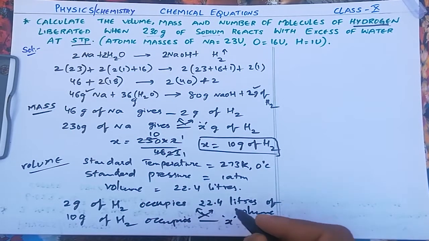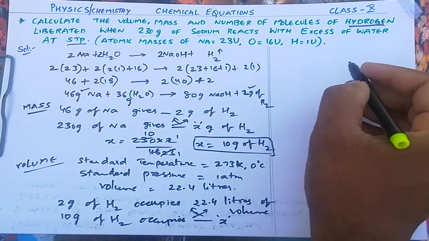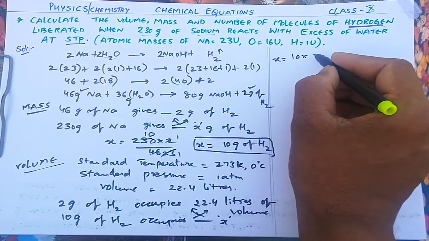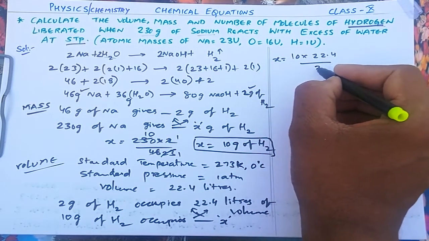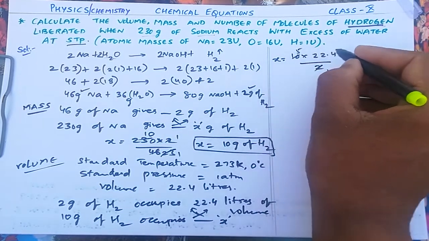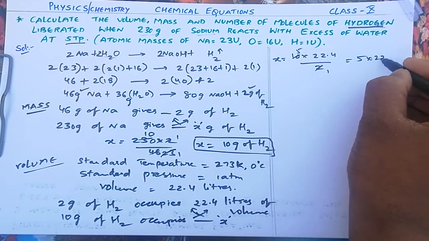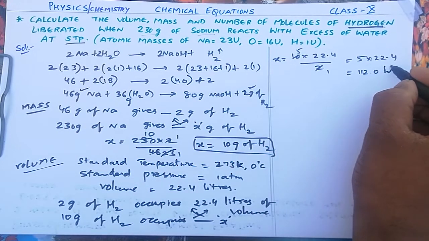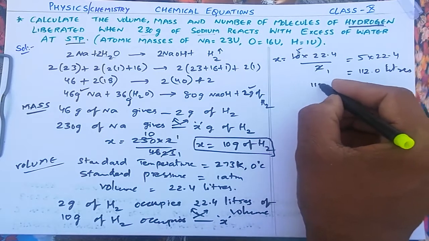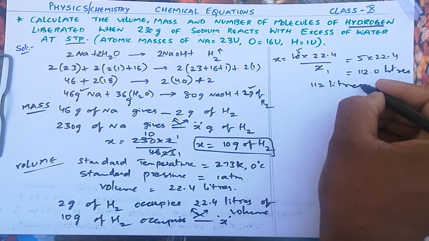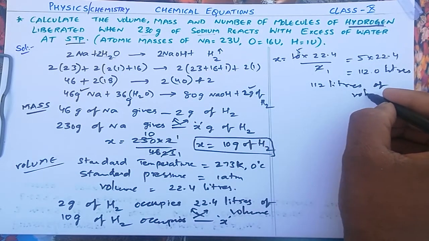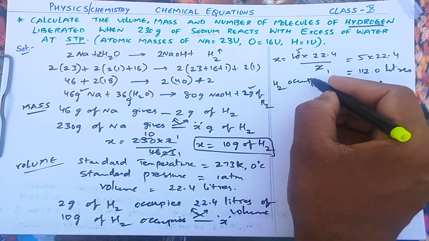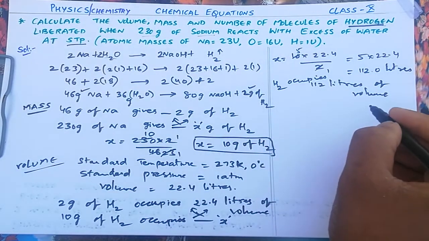Again cross multiplication. How? x equal to 10 into 22.4 by 2. 2 ones, 2 fives. So 5 into 22.4 we get as 112.0 liters. That is 112 liters of volume hydrogen occupies for 10 grams of mass.